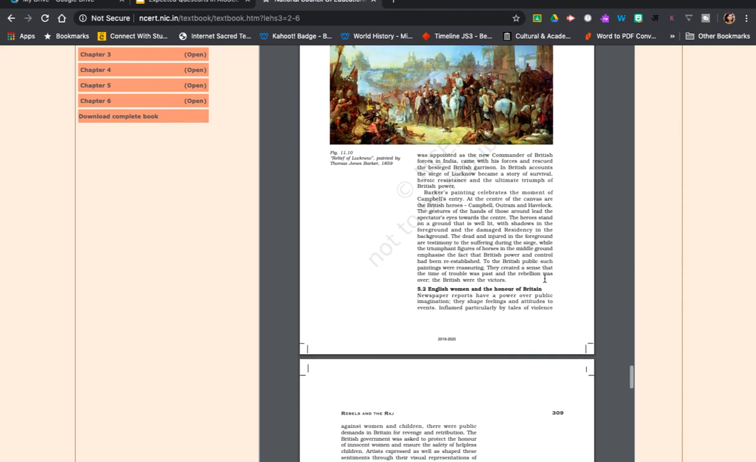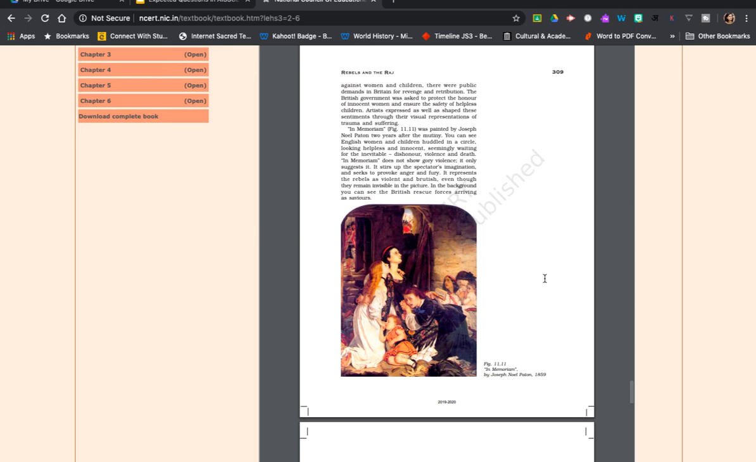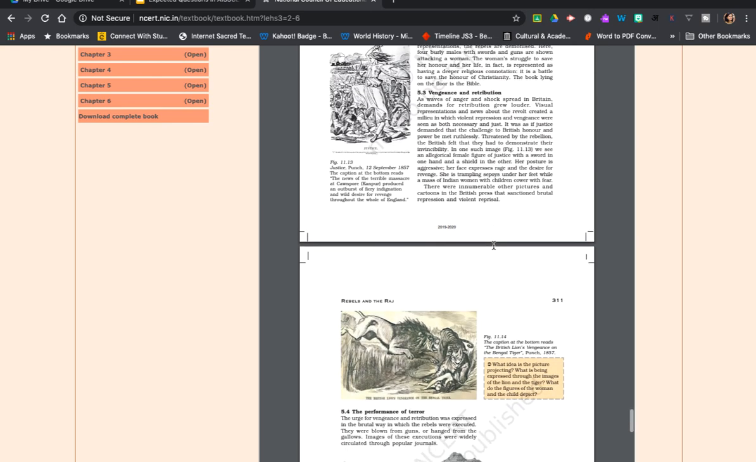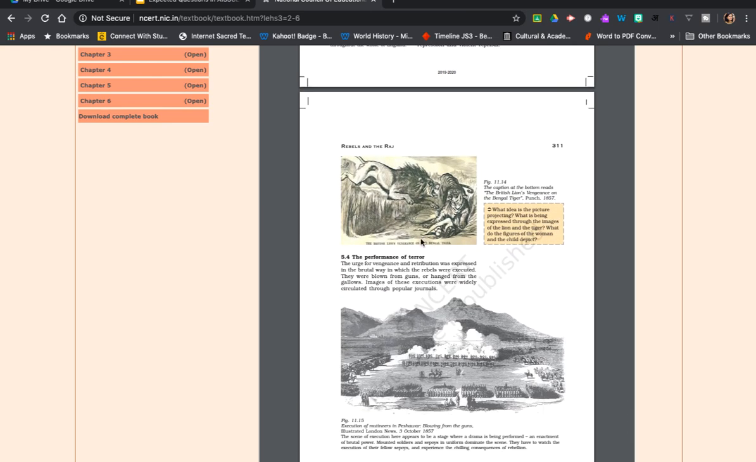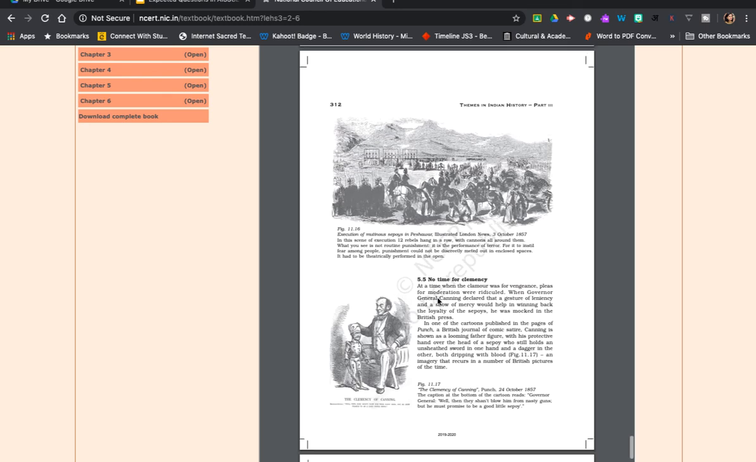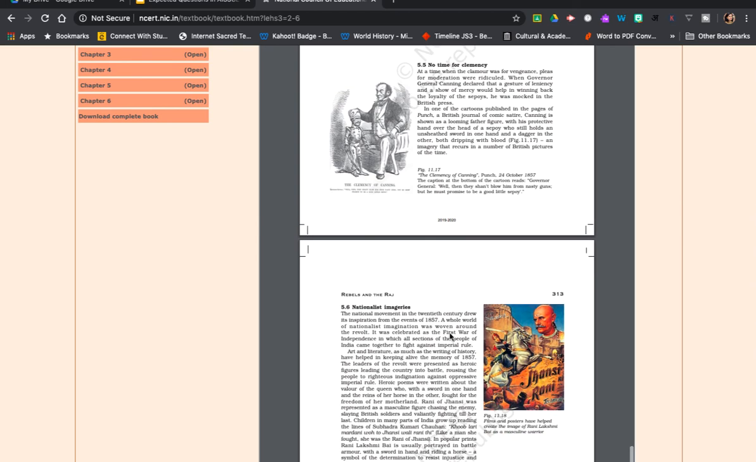So you've got the relief of Lucknow, you've got in memoriam, you've got some of these Punch cartoons, Miss Wheeler's painting, the British Lion's Vengeance, scenes of repression of the revolt. So you need to know all of these paintings pretty well, because they could also come for picture analysis.